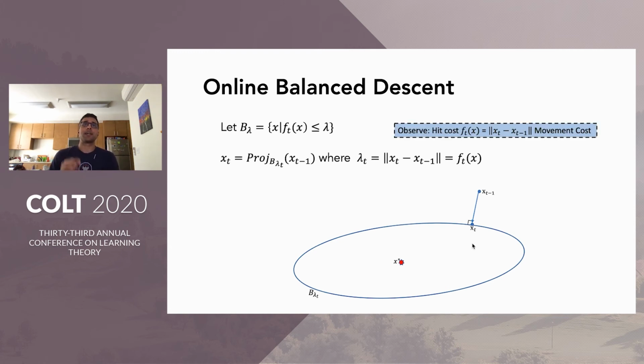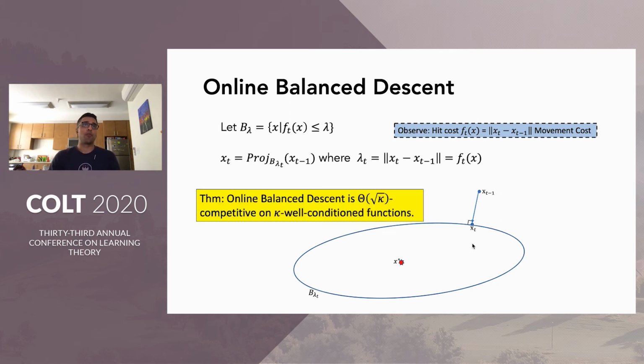So I want to emphasize, once again, we choose the level set in such a way that the movement cost is equal to the hit cost. And what we show is that online balanced descent is actually a square root kappa competitive algorithm on kappa well-conditioned functions. What's more, this is actually tight in the sense that this analysis cannot be improved. We show an instance where it does actually achieve a square root kappa competitive ratio.